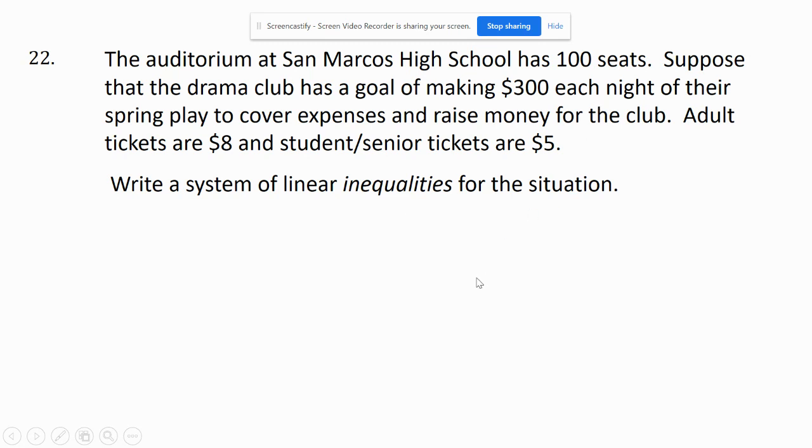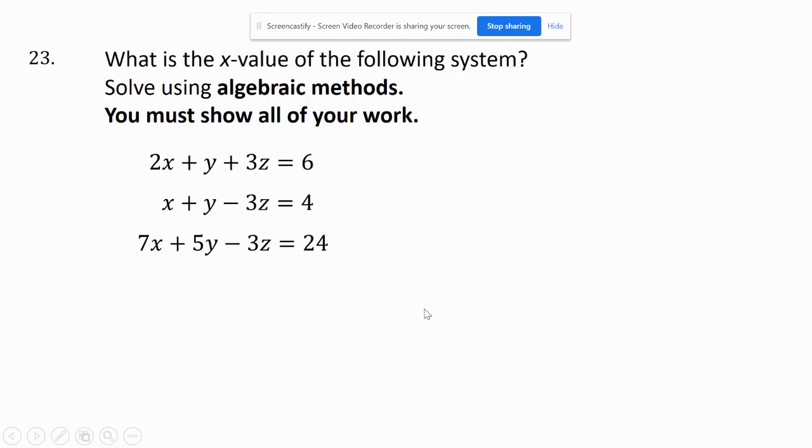All right. Here, the auditorium, we have 100 seats. Suppose the drama is making $300 and covering expenses. It's $8 for an adult and $5 for students or seniors. So basically, you can only seat 100 people. So A plus S can go up to 100, it can equal 100, but not more than 100 seats. And you want to make at least this much money, at $8 and such, so that would be the way you would set that equation up.